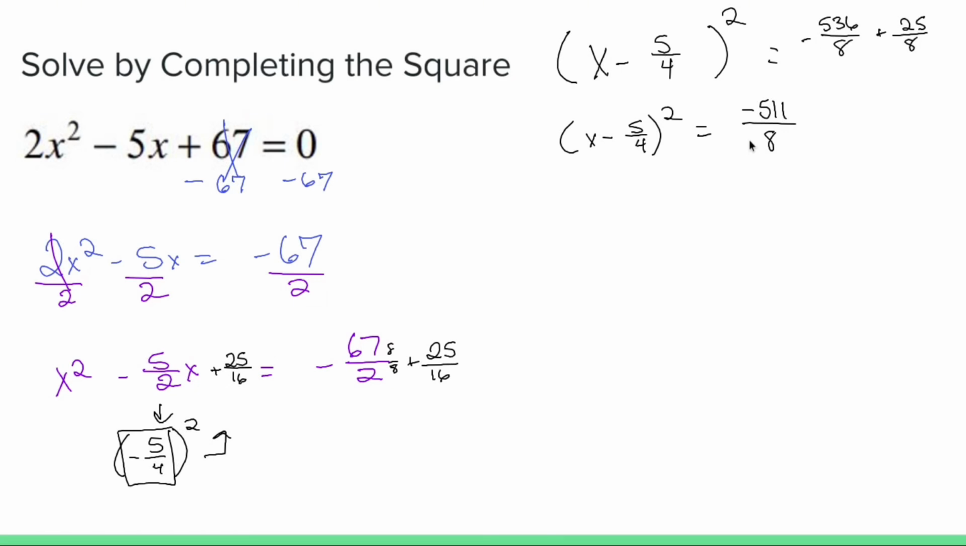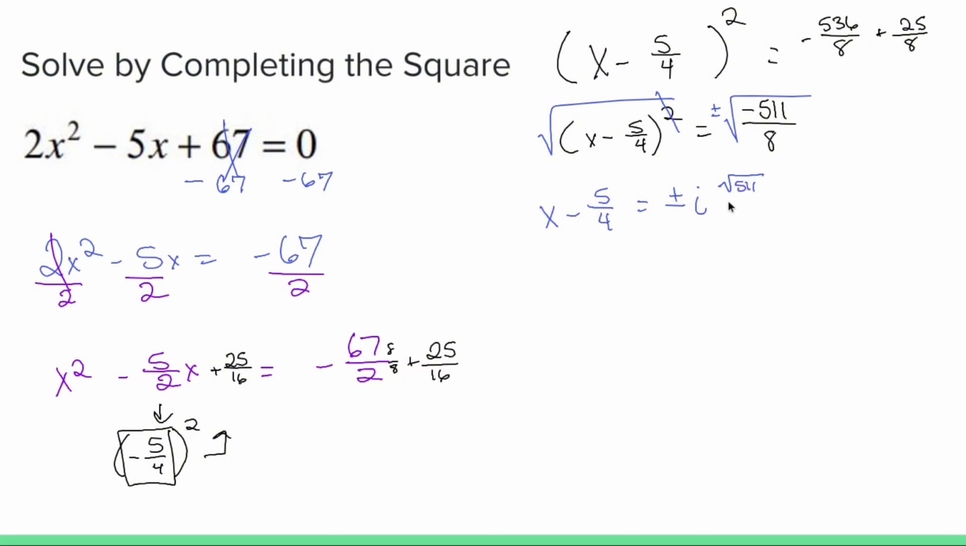All right. Now, in order to get rid of the square, I have to square root both sides. So let's square root both sides. Don't forget to attach the positive or negative. That allows this guy to be eliminated. x minus 5 over 4 equals, now there's a lot going on here, positive or negative square root of negative 511. So at the very least, what I can do is pull out an i. Square root of 511, I don't think there's anything you can do with that.